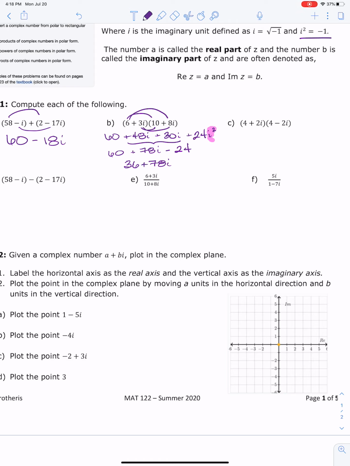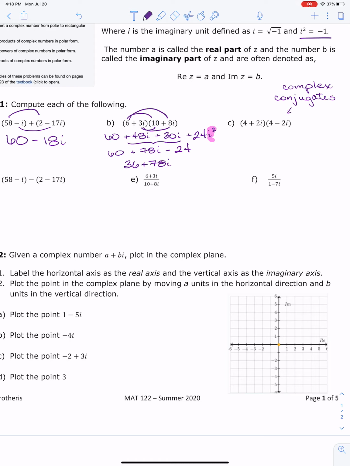We are going to do this again. Notice something though, I've got 4 plus 2i times 4 minus 2i. There's a special name for these. These are called complex conjugates. And that just means they look exactly the same except for the signs in front of the imaginary part. One's positive, one's negative. Let's take a look at what happens when we multiply here.